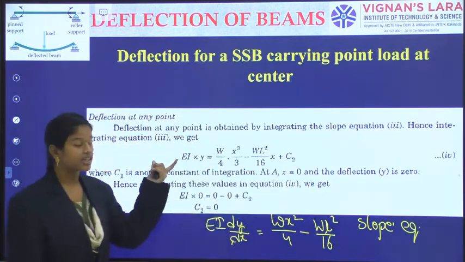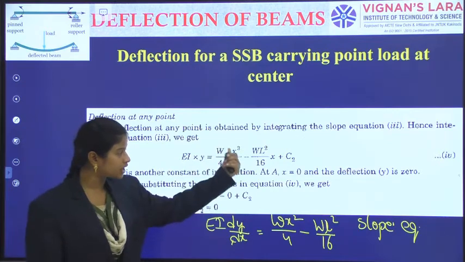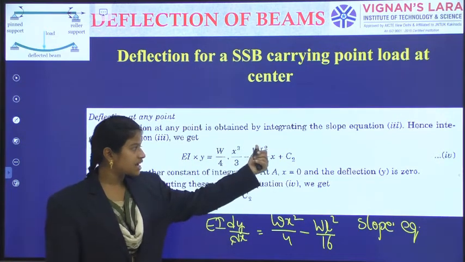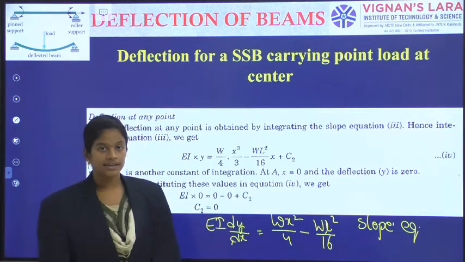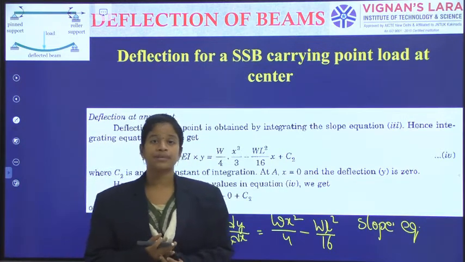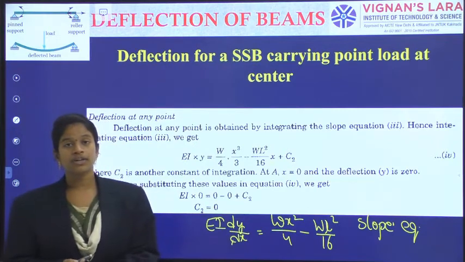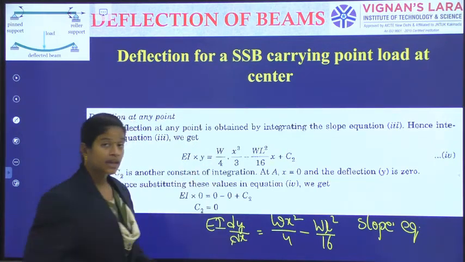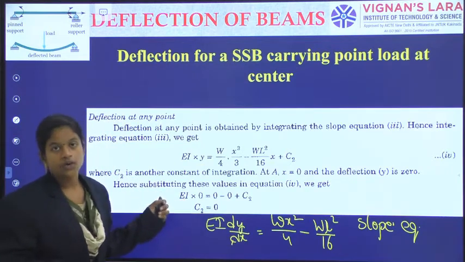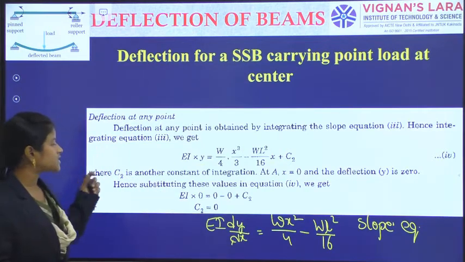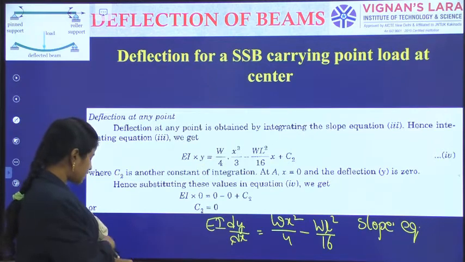That equation we have written here. EI into y is equal to W by 4 into x cube by 3 minus WL square by 16 into x plus C2. Again the C2, the integration constant, is evaluated from the boundary conditions. What are the boundary conditions for the deflection? At the support point there is no deflection. The same thing we are doing here, where C2 is another constant of integration.